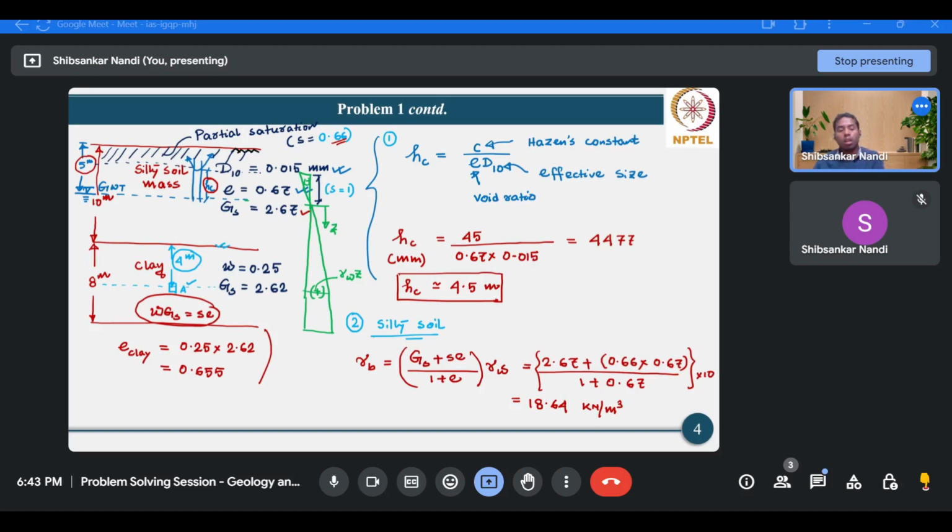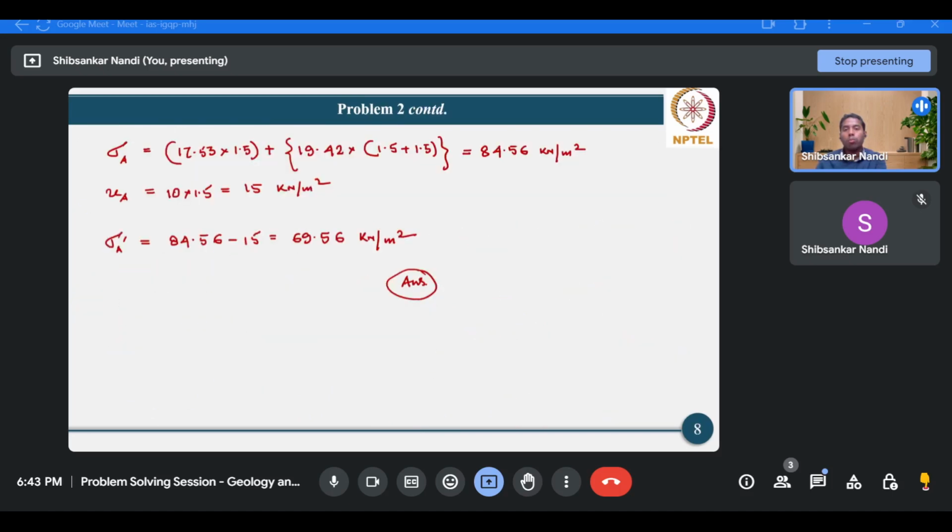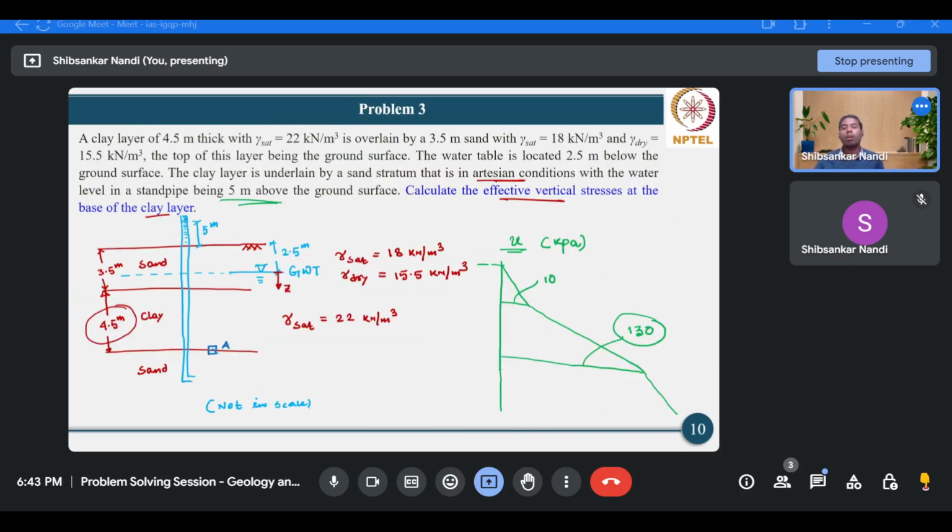Now, apart from problem 1 and problem 2, in the third problem we have also determined the effective vertical stress. However, in this problem, a clay layer is sandwiched between two sand layers, and the bottom sand layer is under artesian conditions with the water level in a standpipe being 5 meters above the ground surface. So that's why we have to appropriately address this artesian condition, with the water level being 5 meters above the ground surface. So the pore water pressure will not be simply gamma W into Z.